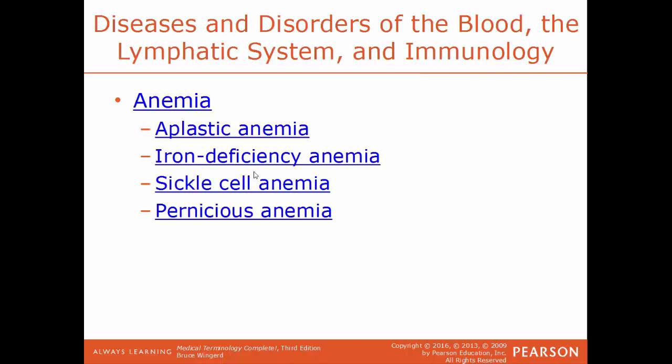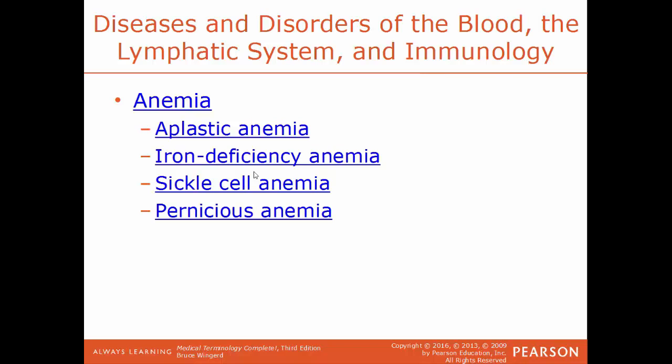The first one, aplastic anemia. This is a condition where the bone marrow doesn't produce all three types of blood cells. So this includes red blood cells and white blood cells and platelets. So you're not involving just the red blood cells, you're involving all the different kinds of blood cells.